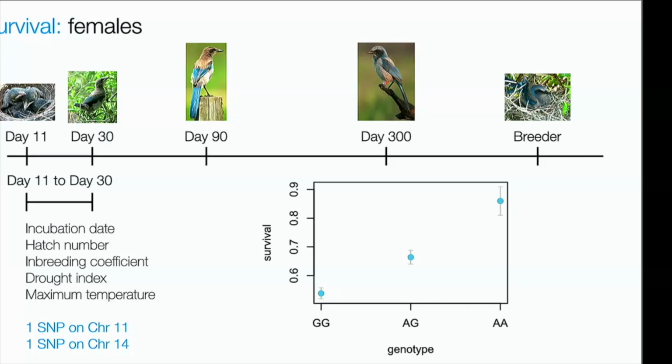We are annotating the genome, but I'm not going to say too much about what potential genes are involved, because we only have 10,000 SNPs, so we're tagging relatively large regions of the genome.